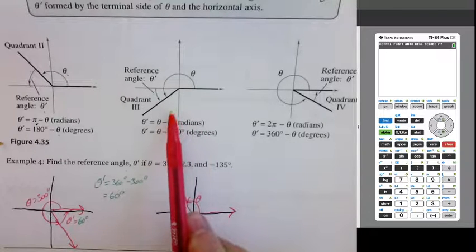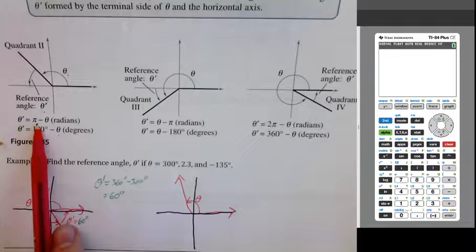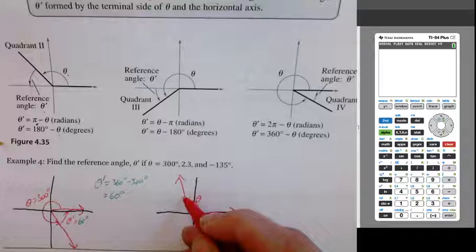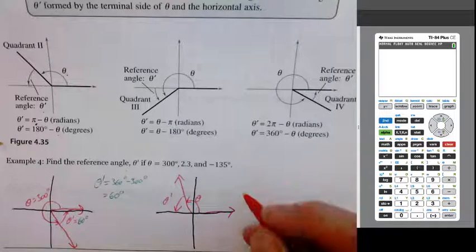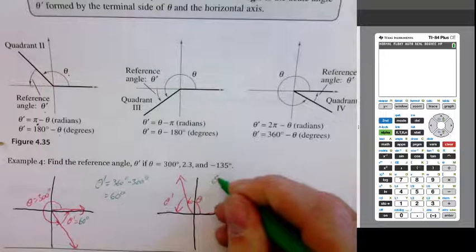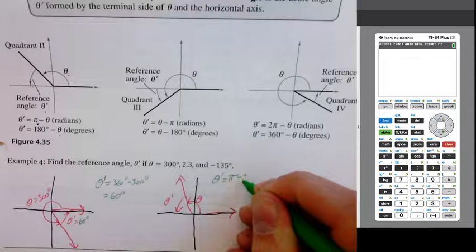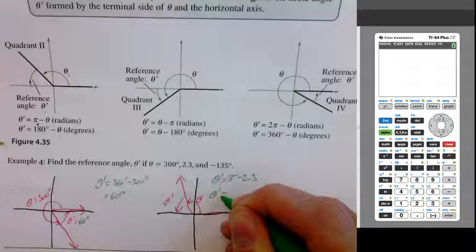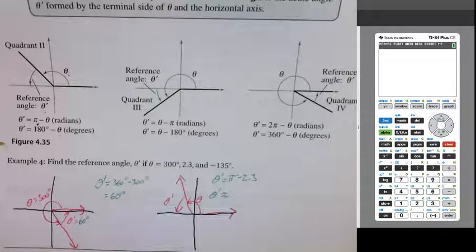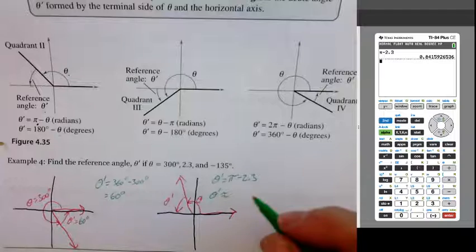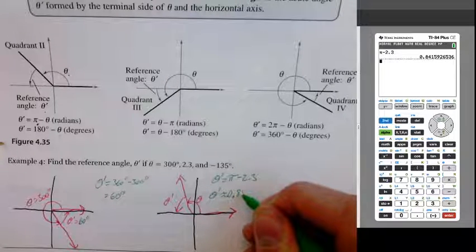And if we're in the second quadrant, we're going to be using this conversion for radians. Theta prime is going to be pi minus whatever theta is. So in this case, here's theta prime, and theta prime will be equal to pi minus 2.3. So in this case, theta prime is approximately, well, let's go ahead and do that. Pi minus 2.3, and we find it's about 0.85. All right, so theta prime is about 0.85 radians.